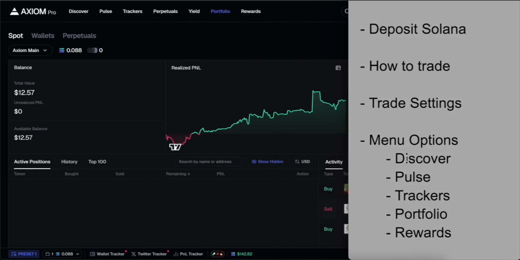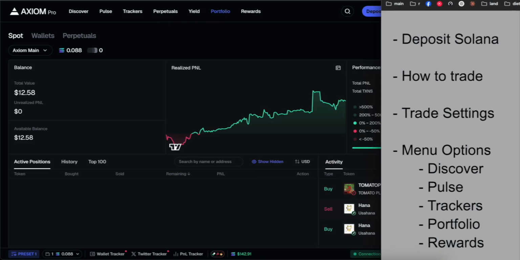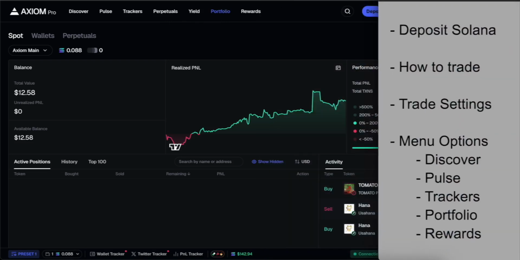There's a few different settings. There's Discover, Pulse, Trackers, and Portfolio, which are the main ones for trading meme coins. Perpetuals and yield and rewards aren't really essential. All right, so we'll get into the explanation here.